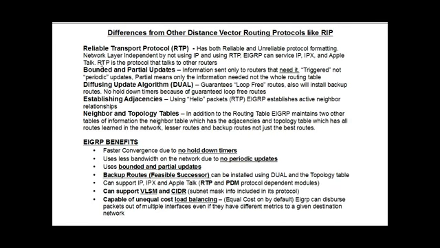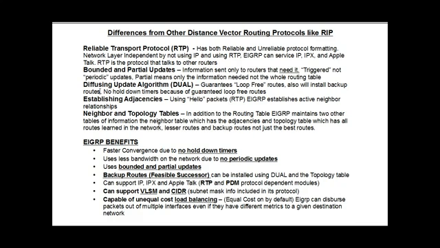EIGRP uses Reliable Transport Protocol, or RTP, in its EIGRP messages that go out from the router. It has both a reliable and an unreliable protocol format. It involves a bunch of different messages. It's network layer independent by not using IP and using RTP instead. EIGRP can also support IP, IPX, and AppleTalk. Okay, so this is the protocol that talks to other routers.